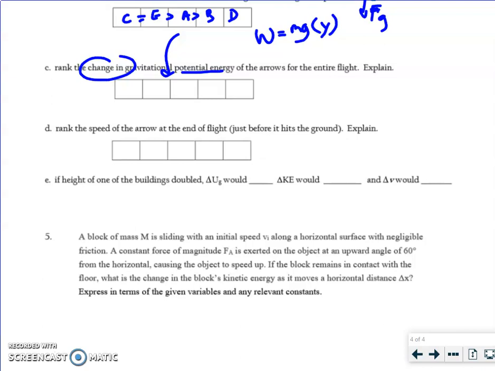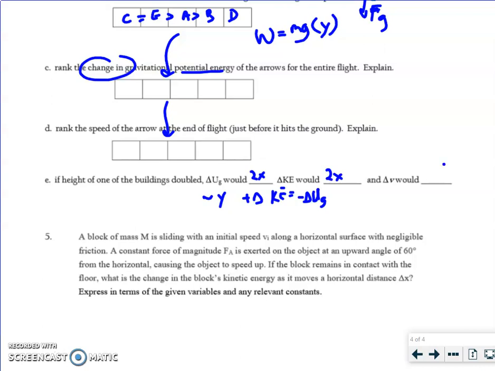So it's the same as before. It's the same rankings. And if the height of one building doubled, how would potential energy change? Well, potential energy is proportional to height, so that would double. Kinetic energy doesn't have a height term in it, but we can say the change in kinetic energy is equal to the loss in potential energy because of the work done, so they're linear. You have twice the kinetic energy.